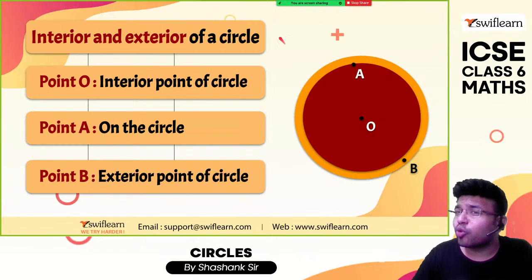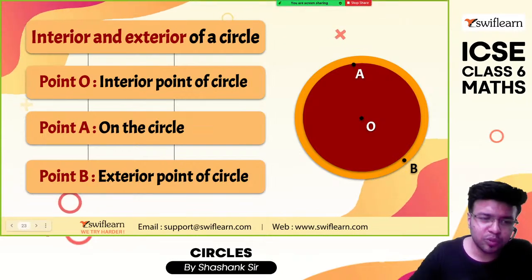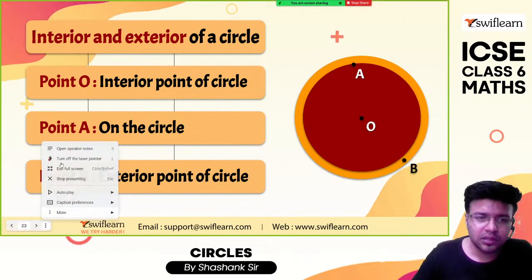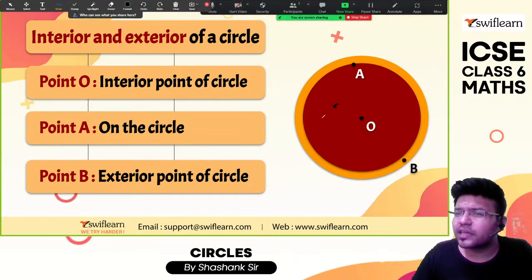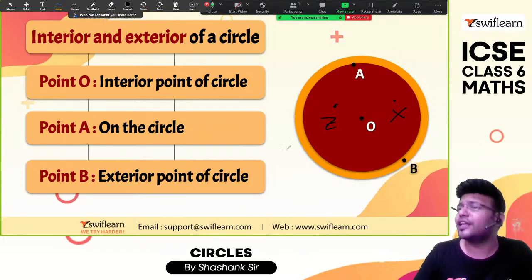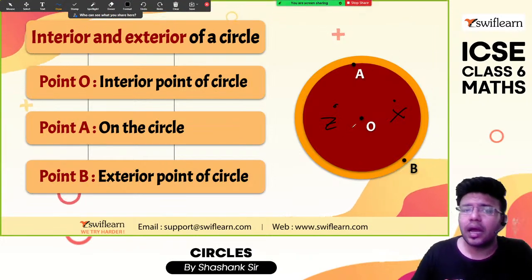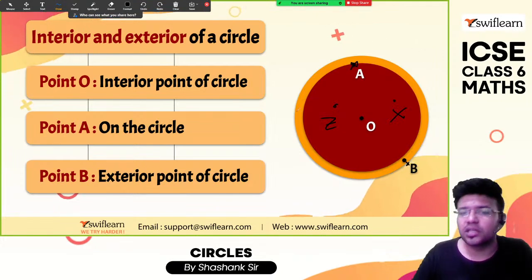Now interior points, we were saying point O is an interior point. Okay, let me lose this pointer, it is lagging a lot. Any point inside the circle, say O, Z, X, they are interior points. And point A and point B are on the circle.